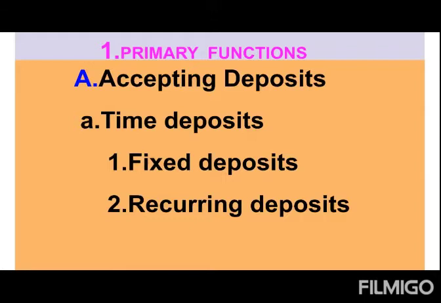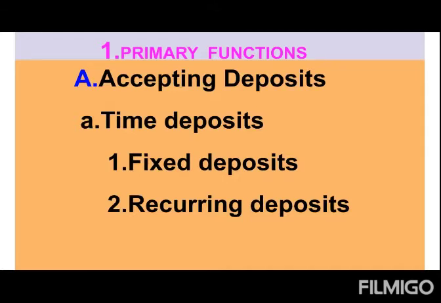You know very well, banker is accepting the money of the public through various types of deposits, or we can say accounts. It is fixed deposit account, recurring deposit account, current account, and also we can say the multiple option deposit scheme and savings account. So on the basis of the time period, the deposits are divided into fixed deposits and recurring deposits.